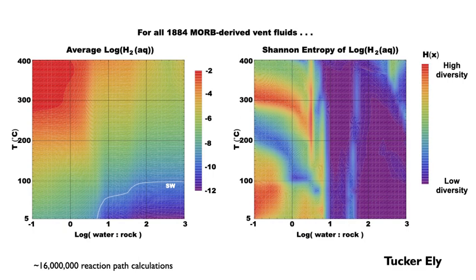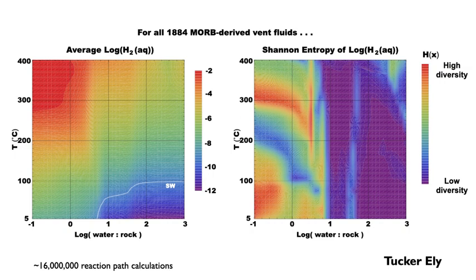The plot on the left shows the average hydrogen concentration of fluids from all of those calculations, shown across temperature and water-to-rock ratios. The white curve in the figure shows where seawater abundance of hydrogen falls, and you can see that most fluids involved in hydrothermal circulation on the seafloor are enriched in hydrogen compared to seawater. The plot on the right is complementary to the information on the left. It shows what's called the Shannon entropy, which reveals how the composition of the rocks matter in terms of the outcome of the hydrogen content.